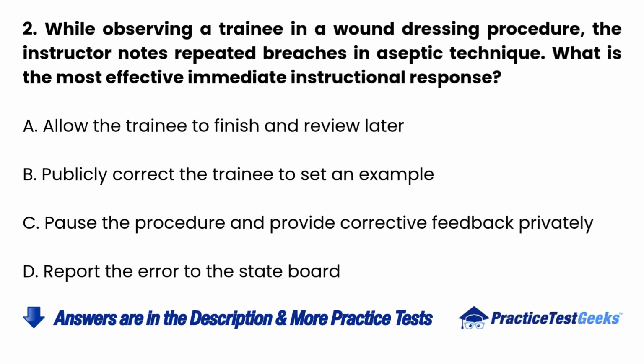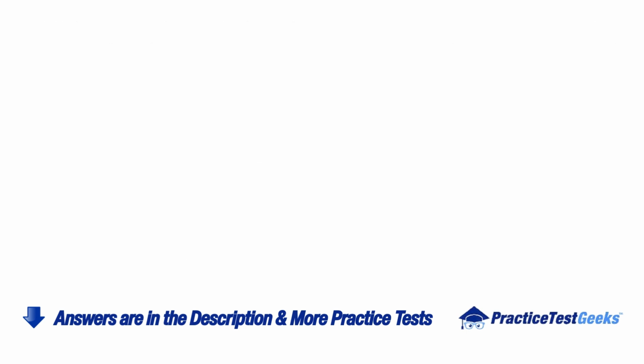2. While observing a trainee in a wound dressing procedure, the instructor notes repeated breaches in aseptic technique. What is the most effective immediate instructional response? A. Allow the trainee to finish and review later. B. Publicly correct the trainee to set an example. C. Pause the procedure and provide corrective feedback privately. D. Report the error to the state board.